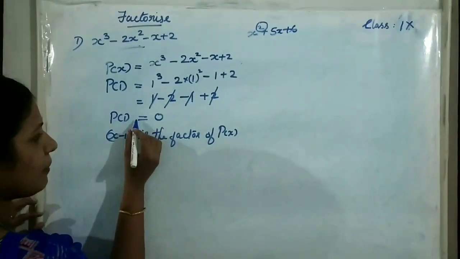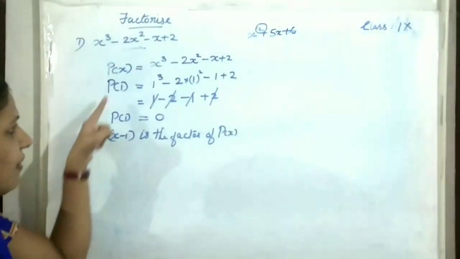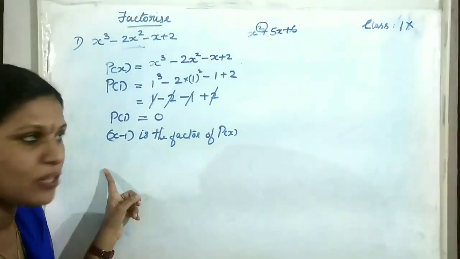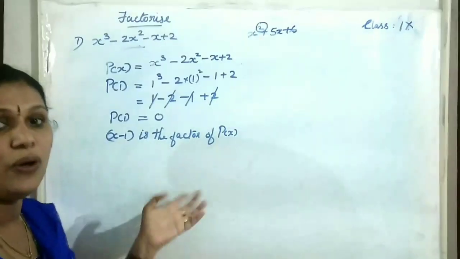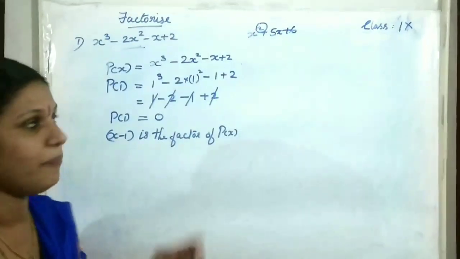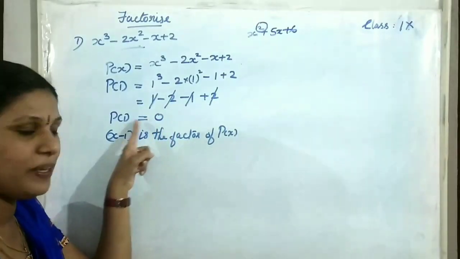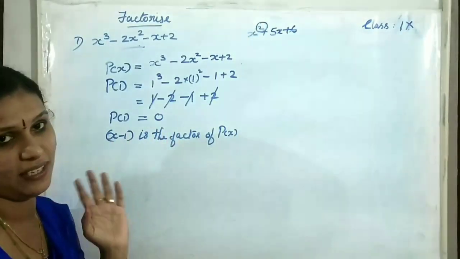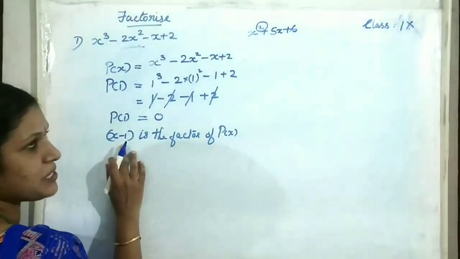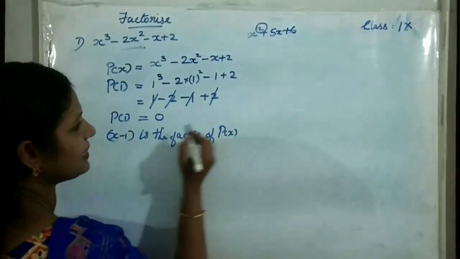If p of 1 is not equal to 0, then we go to the next one, that is p of minus 1. If p of minus 1 is also not equal to 0, we go to p of 2. Like that we continue the process. But here p of 1 is 0, so we stop here. x minus 1 is the factor. The next factor we find using this x minus 1.